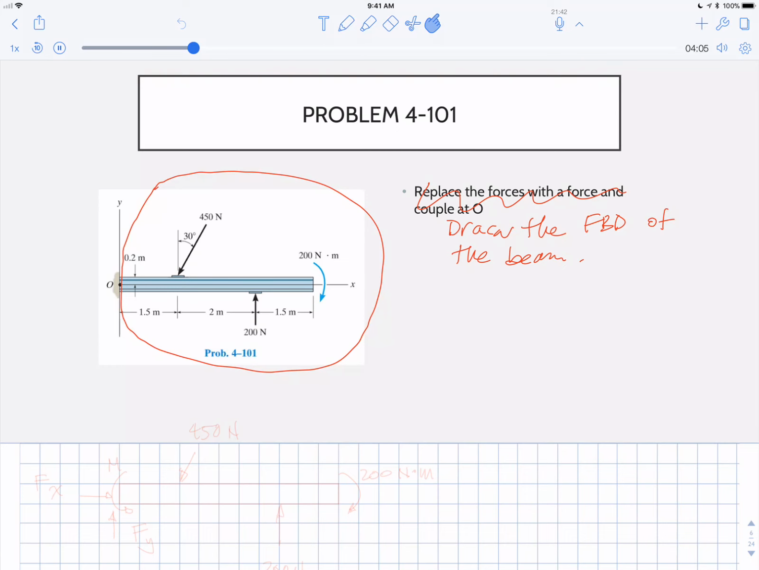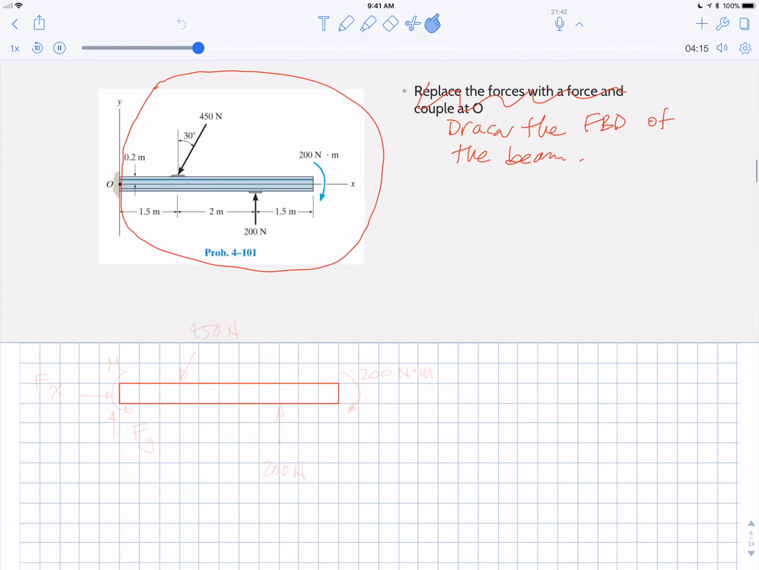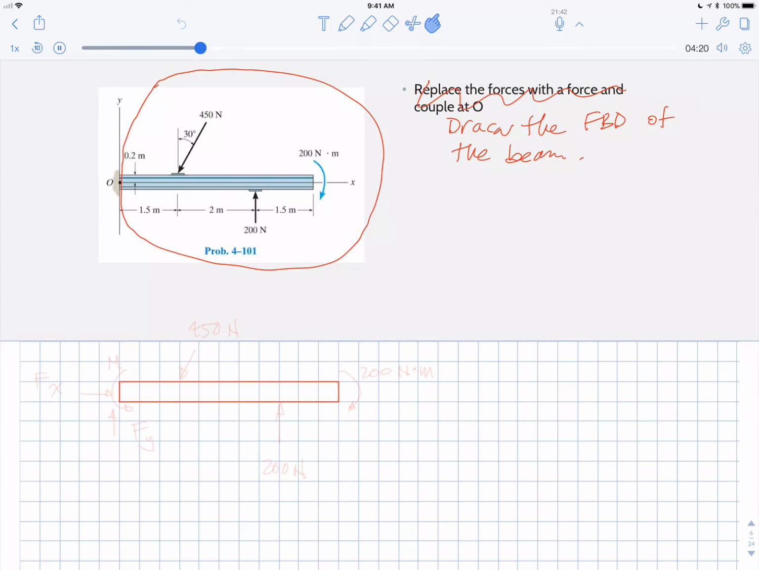Step number 2 is to draw what's in that closed shape. We just have that beam. Let me sketch that real quick. There we go. That's step number 2. Step number 3 is to draw all the forces that are in that loop. So I see this 450 Newton force there, this 200 Newton force coming up, and also this 200 Newton meter couple in there.